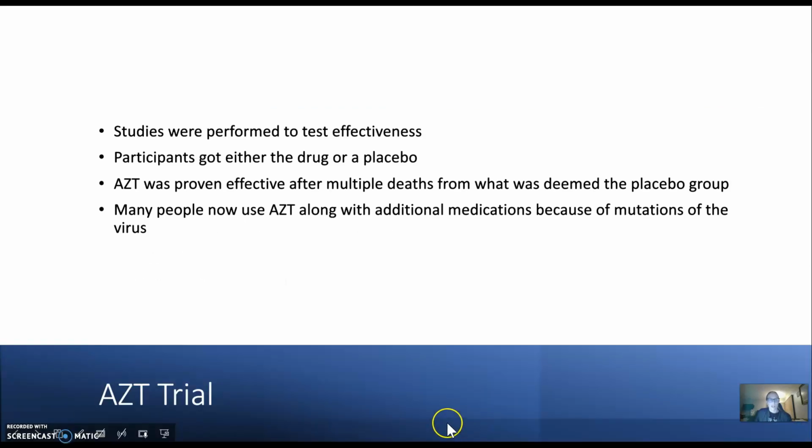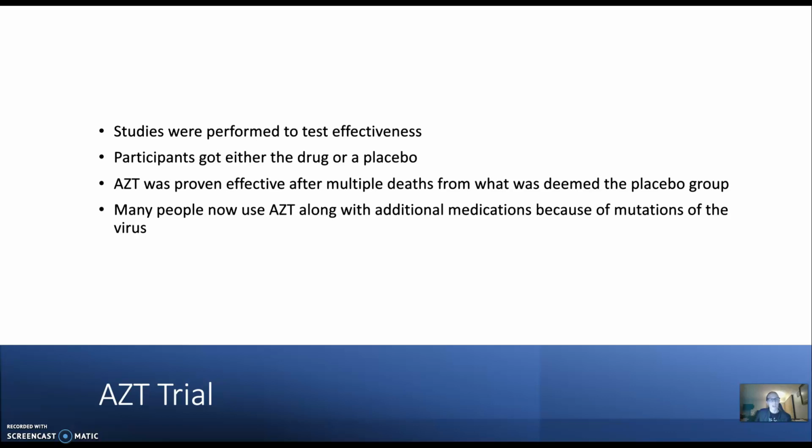There was an AZT trial, which studies were performed to test its effectiveness. Participants got either the drug, AZT, or a placebo. AZT was proven effective after multiple deaths from what was deemed the placebo group. Many people were dying, or they figured out were probably on the placebo group, so they had to cancel the study and get everybody on the medication because they found out that it was effective at that time.